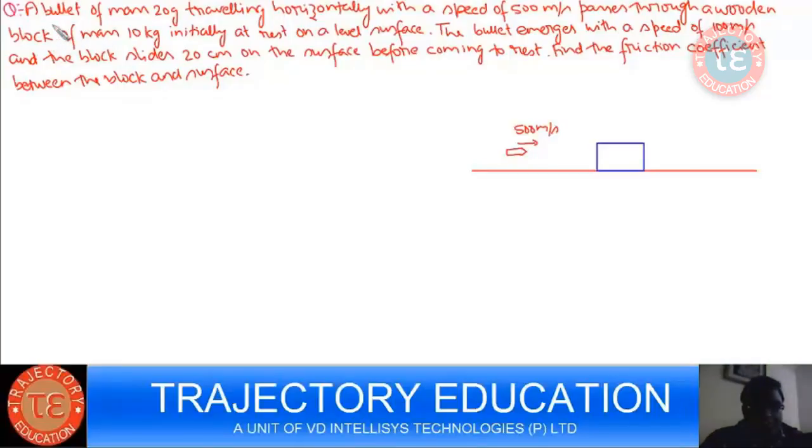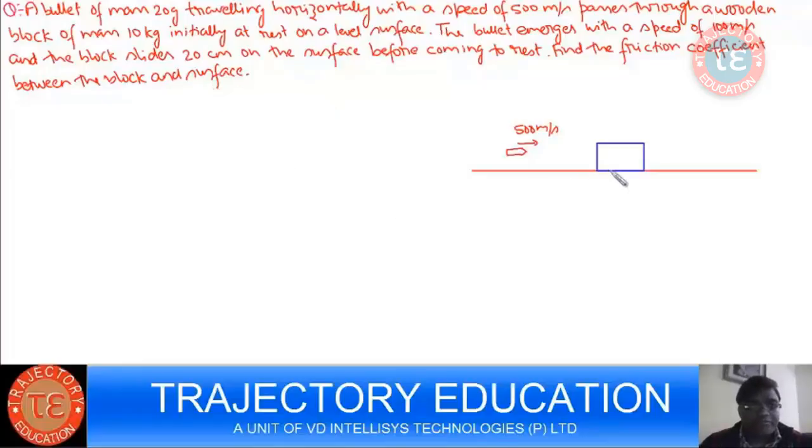Let's see this question. A bullet of mass 20 gram traveling horizontally with a speed of 500 meter per second passes through a wooden block of mass 10 kg initially at rest on a level surface. The bullet emerges with a speed of 100 meter per second and the block slides 20 centimeter on the surface before coming to rest. Find the friction coefficient between block and the surface.